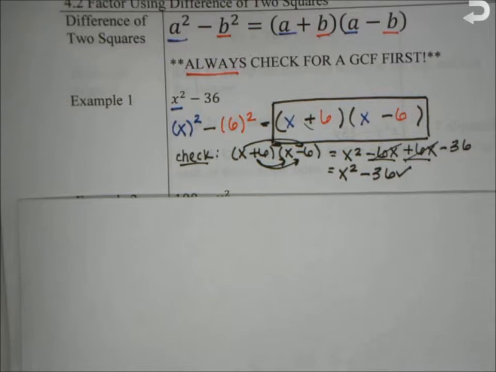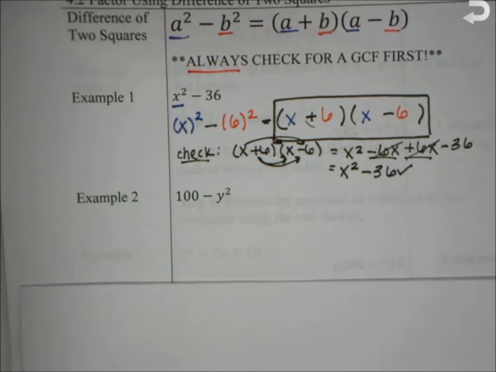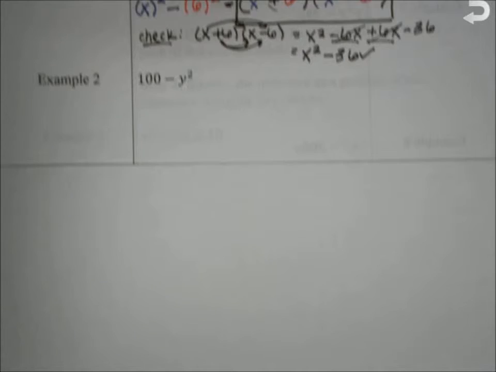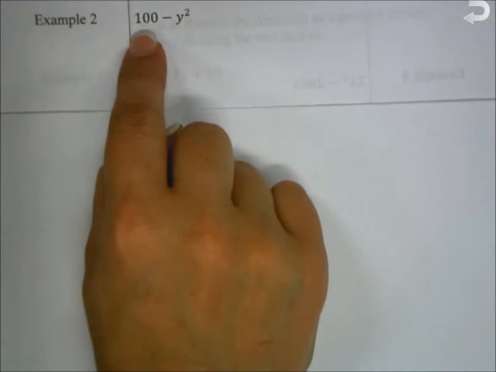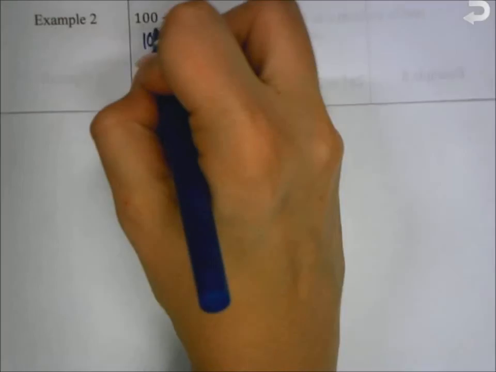Okay, example 2. Let's look at 100 minus y squared. Is this a difference of 2 squares? Look at it carefully. Are these both perfect squares? Is 100 a perfect square? Yes. What is it? 10 times 10, or that's the same as saying 10 squared. I like to write it so that you can see what it is squared, because that's going to make it easier for us to apply the rule.